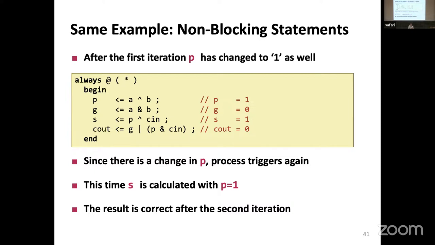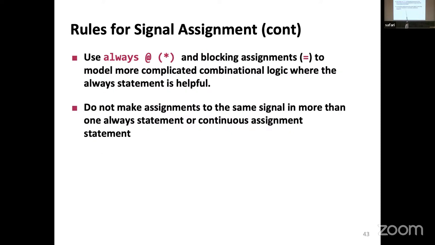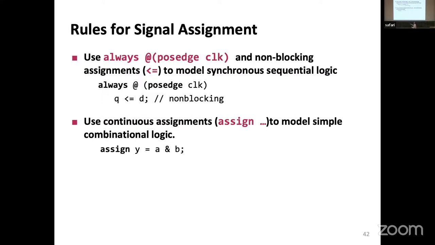Now, we will make the argument that we want to use always star and blocking assignments to model more complicated combinational logic where the always statement is helpful. So if you use an always statement for defining combinational logic, using blocking assignments makes the job of the compiler a bit easier because it's not going through many iterations to figure out what you want. It can do it in a single pass. Not because it produces something different. If you accidentally write it with concurrent statements, non-blocking assignments, it won't be different. You won't get a different result. Now, if you go to the internet and look for it, there are very cute examples where things go haywire, in most cases because the sensitivity list has been crafted in a particular way. So don't do that.